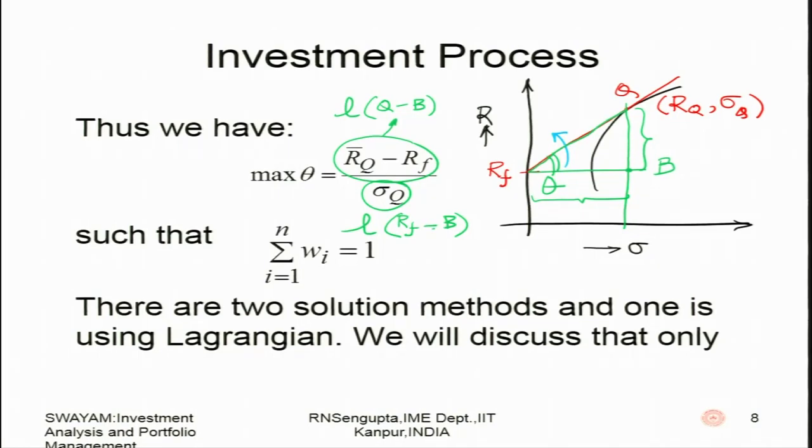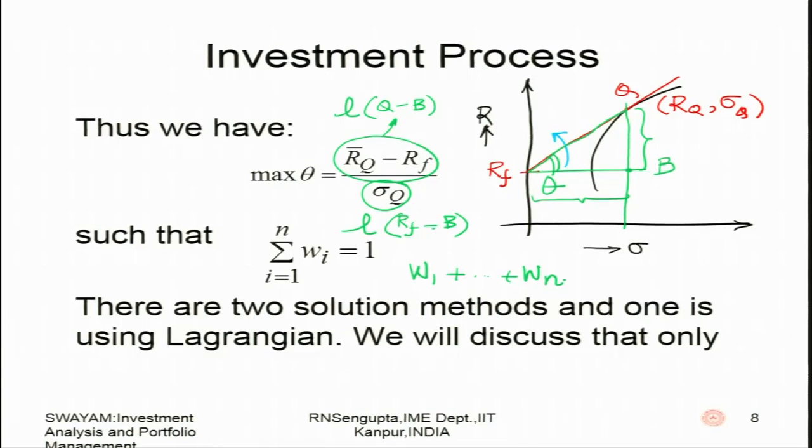So, maximizing tan of theta will be equivalent to maximizing theta, because tan is increasing from 0 to infinity. And there is a constraint. Obviously, the constraint is that the weights add up to 1. Even though I have written it as n, technically it would be weights starting from 1 till n.